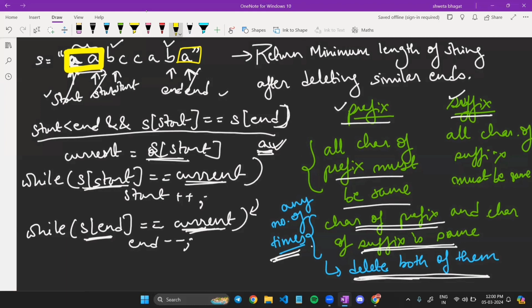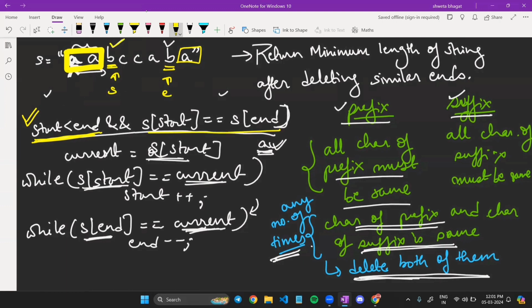Now what we will do? Now again we will check for this condition. Is our s of start less than s of end? So where is start? Start is pointing at this b. And where is end? End is pointing at this b, right? So this is our start, this is our end. I'm going to write s and e here. I'm not writing start and end because there is no more space. So now we'll check, is start less than end? So yeah, start is less than end. And then is s of start equal to s of end? So s of start is b and s of end is also b. So they are equal.